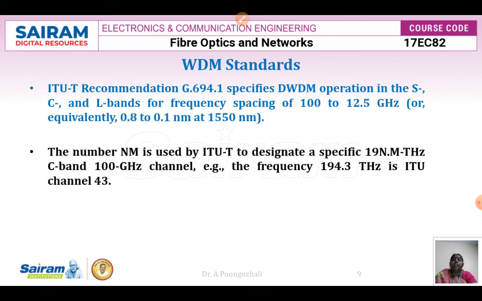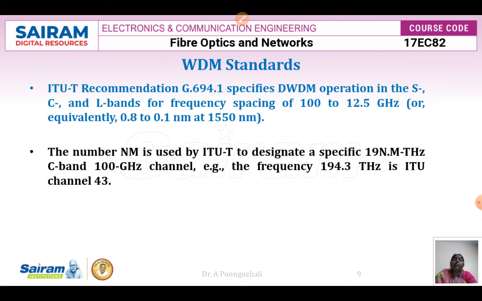Next are the WDM standards. The International Telecommunication Union recommends G.694.1, which specifies the DWDM operation, that is dense wavelength division operation, in the S-band, C-band and L-band, for frequency spacing of 100 to 12.5 gigahertz, or equivalently 0.8 to 0.1 nanometers at 1550 nanometers. So the channel spacing is 0.8 to 0.1 nanometers at 1550 nanometers.